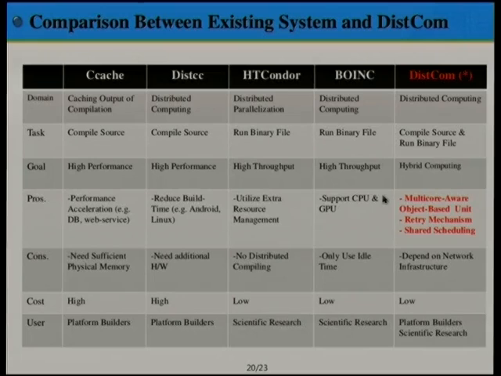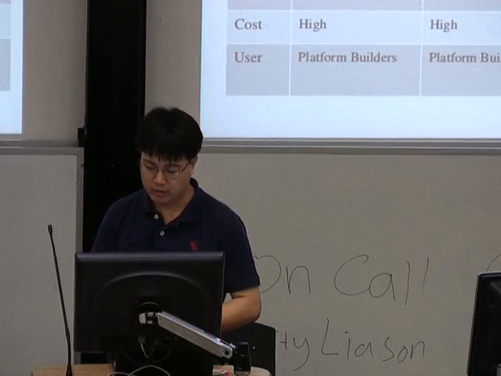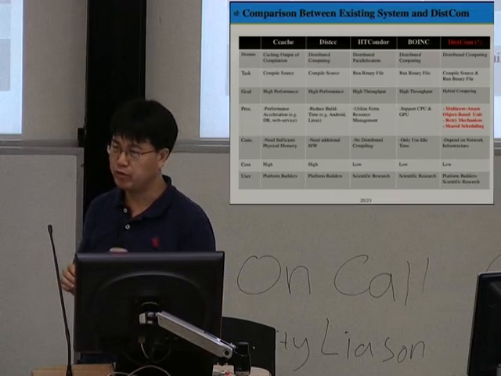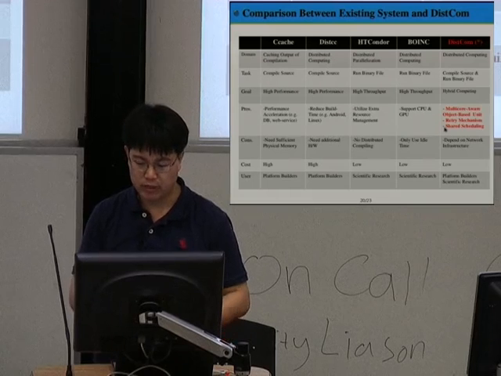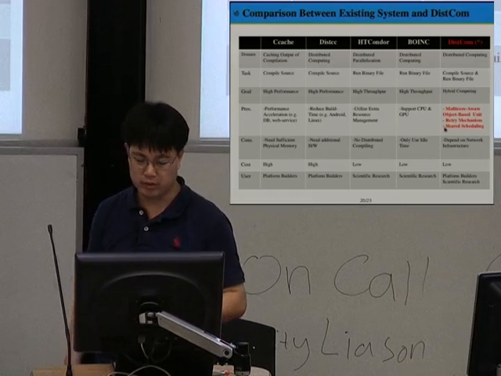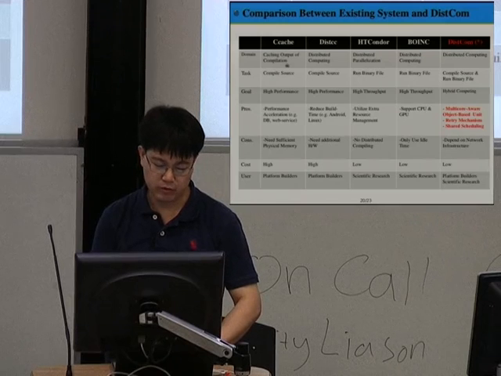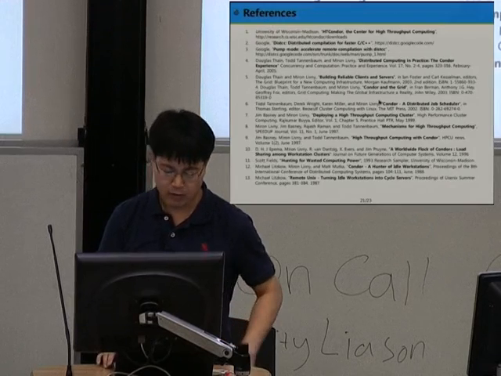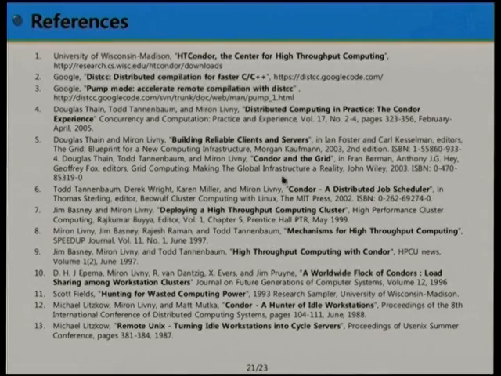As I introduced in our additional chart, our system supported the multi-core aware object-based unit and the retry mechanism for the checkpoint restart technology. And we also handled the shared resource scheduling compared to Distcc. So we designed and implemented our proposed system as a hybrid system compared to the existing system. We surveyed and referred to some papers and open source.